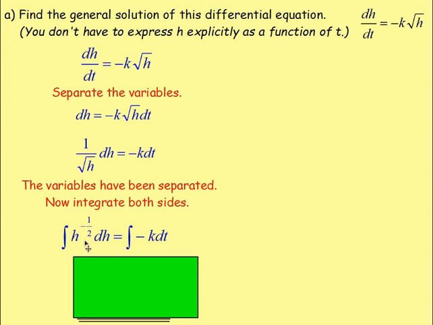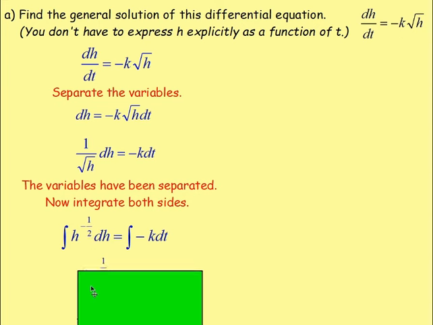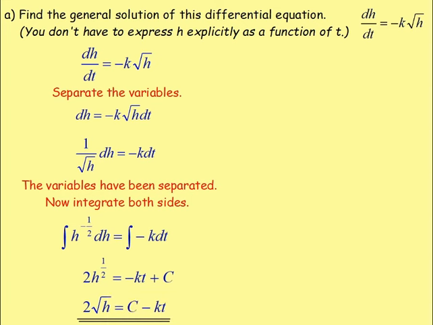So integrating that, if you have h to the power of negative 1/2, add 1 to the power, divide by the new power. So that will give us h to the power of a half divided by a half. That's the same as timesing by 2. So you'd have 2h to the power of a half equals negative kt plus c. Therefore, we can say that 2 root h would equal negative kt plus c, or rewriting that, c minus kt. So that there is the general solution.